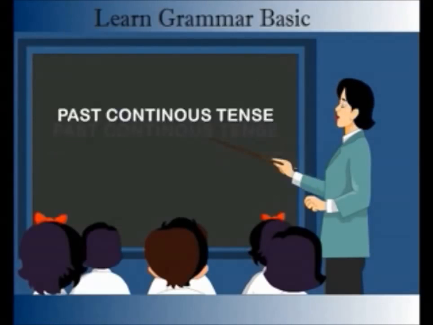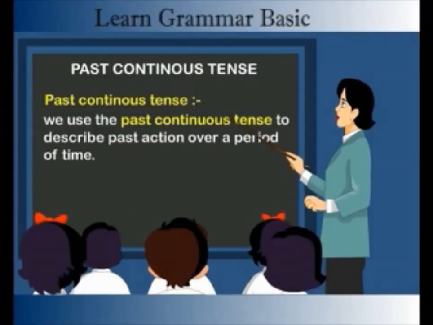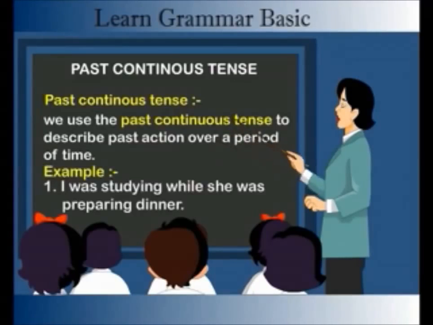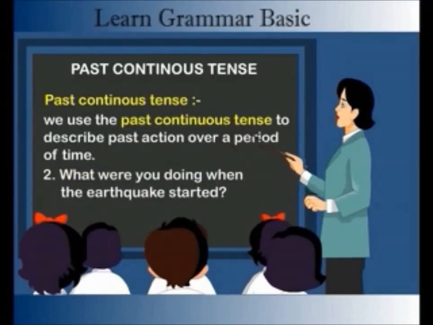Past continuous tense. We use the past continuous tense to describe past action over a period of time. Example 1. I was studying while she was preparing dinner. 2. What were you doing when the earthquake started?